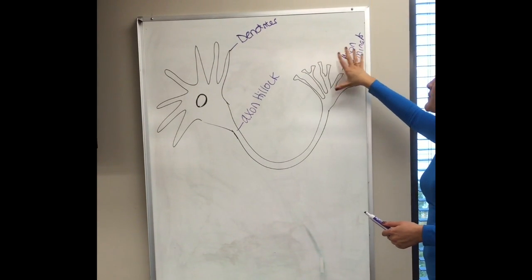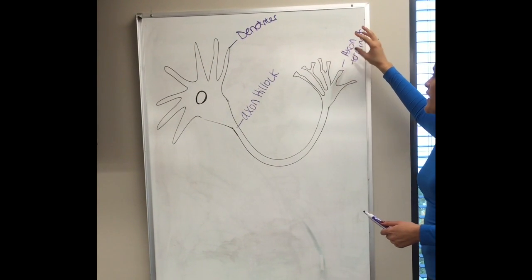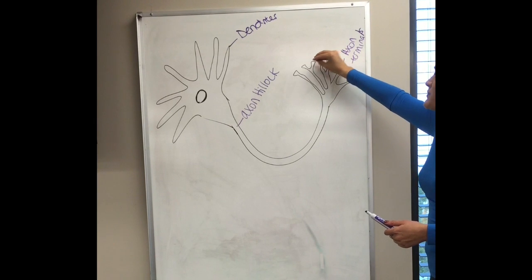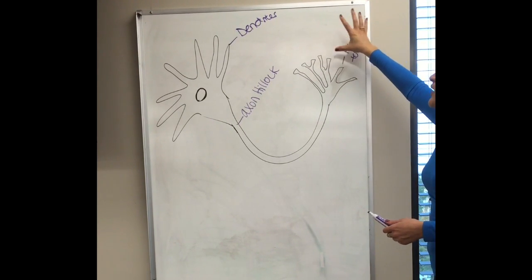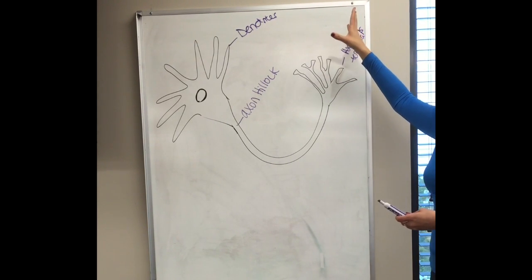This is where the presynaptic junction is, and where little neurotransmitters, presynaptic neurotransmitters, are located to perform junctions with other cells.